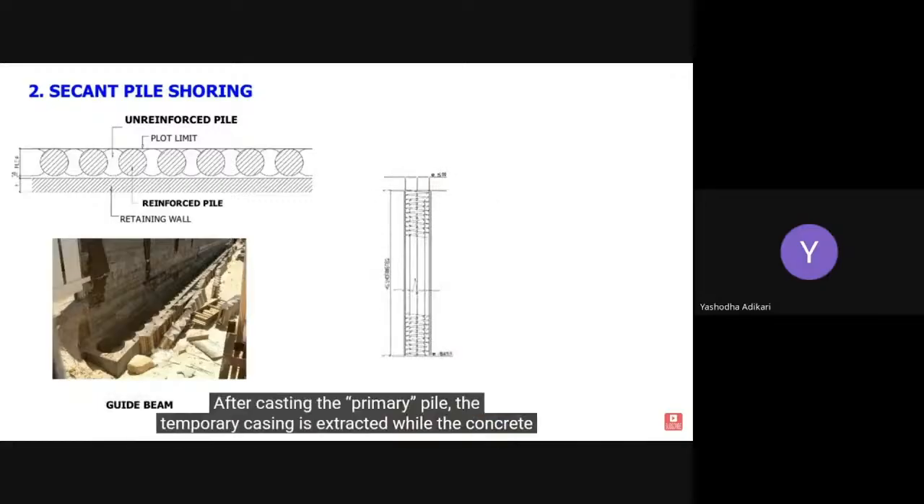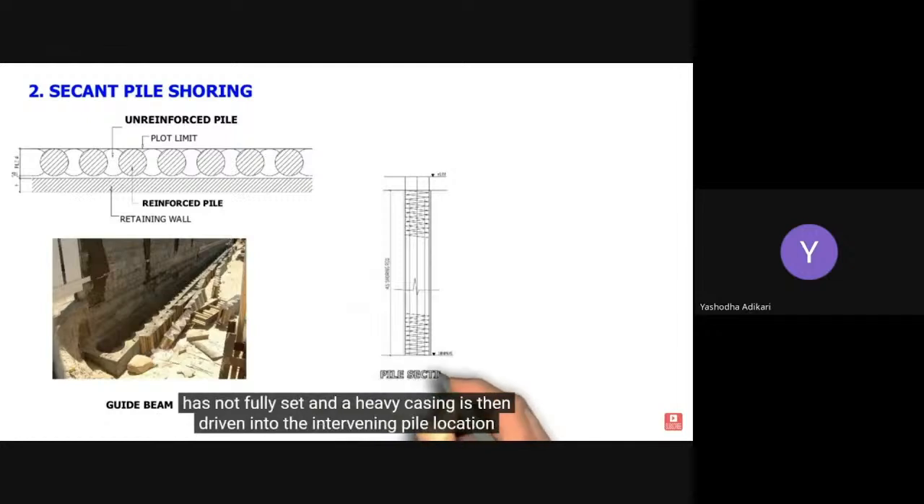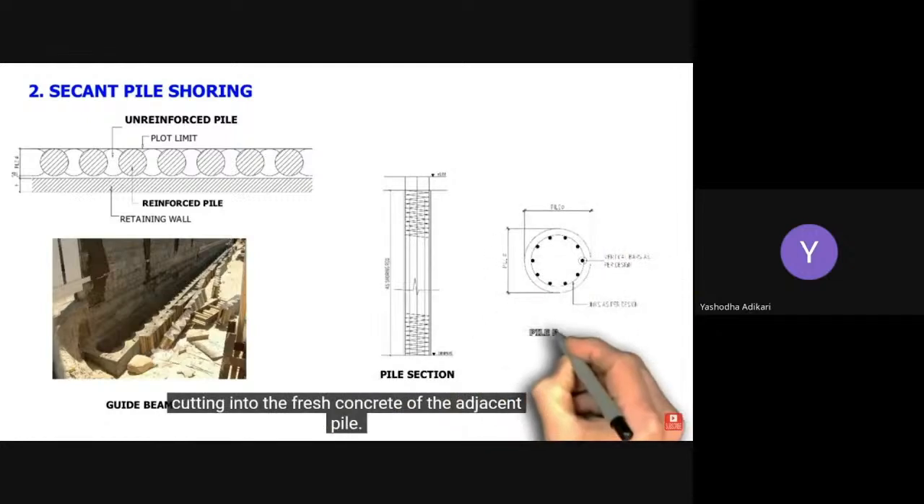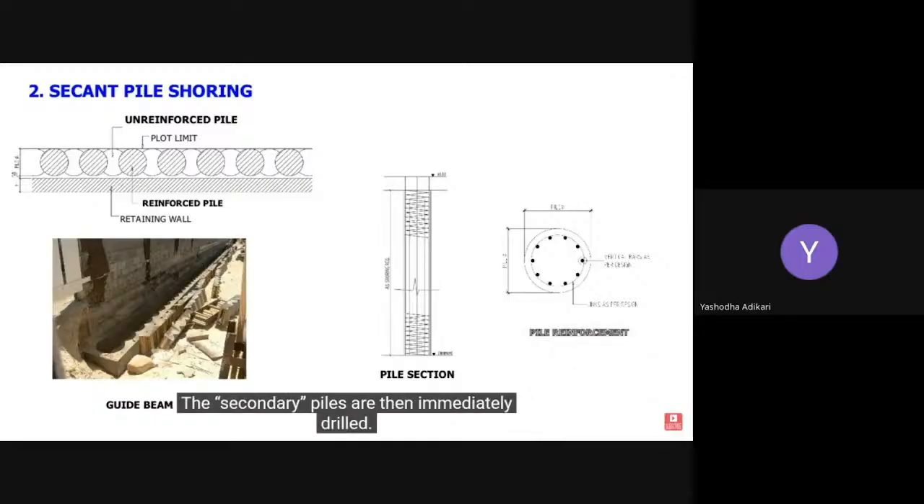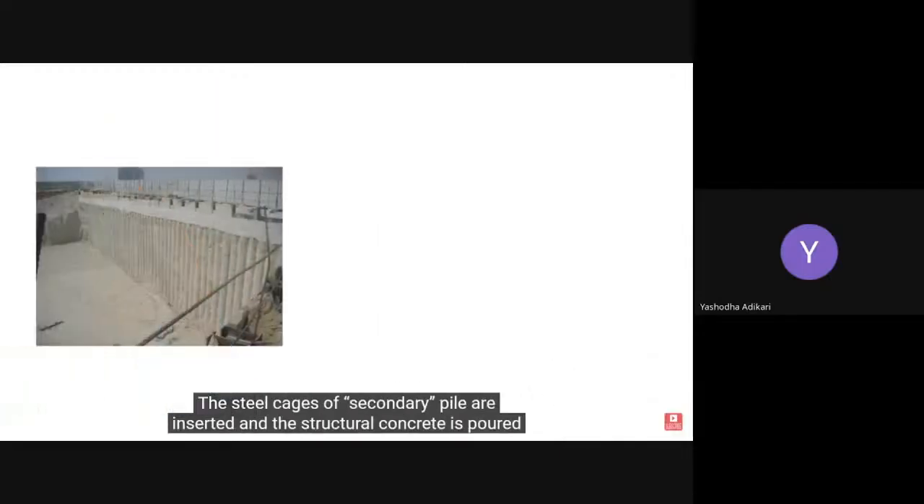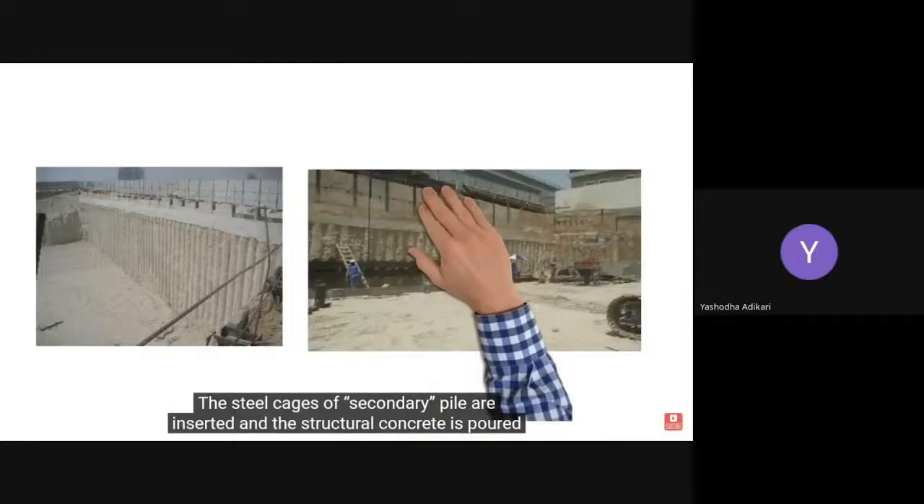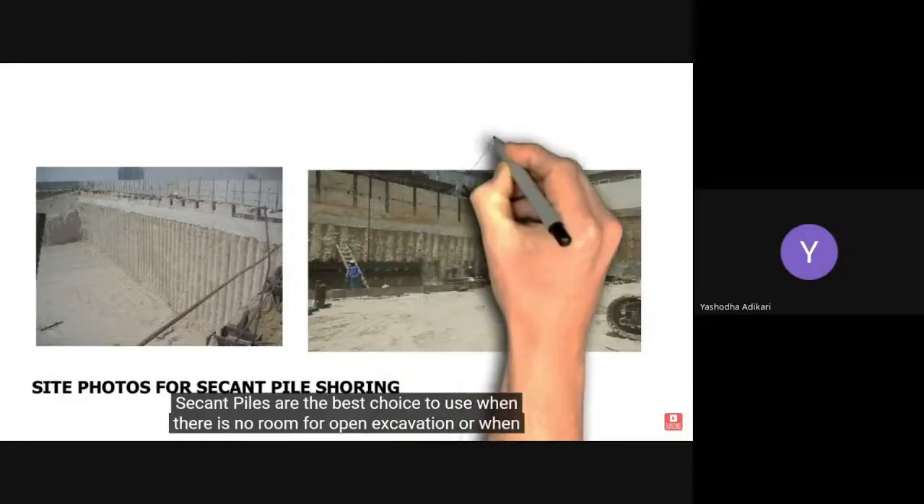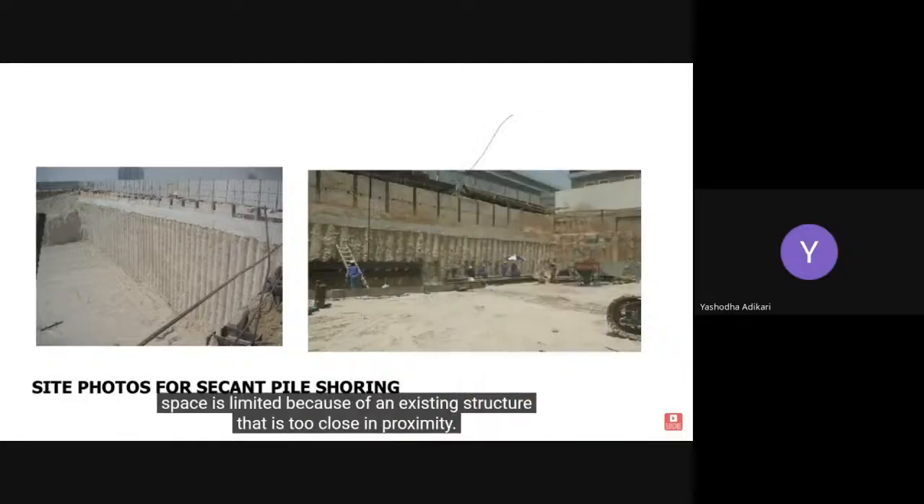After casting the primary pile, the temporary casing is extracted while the concrete is not fully set, and a heavy casing is then driven into the intervening pile location, cutting into the fresh concrete of the adjacent pile. The secondary piles are then immediately drilled. The steel cages of the secondary piles are inserted, and the structural concrete is poured to form a continuous wall. Secant piles are the best choice when there is no room for open excavation, or when space is limited because of an existing structure that is too close in proximity.